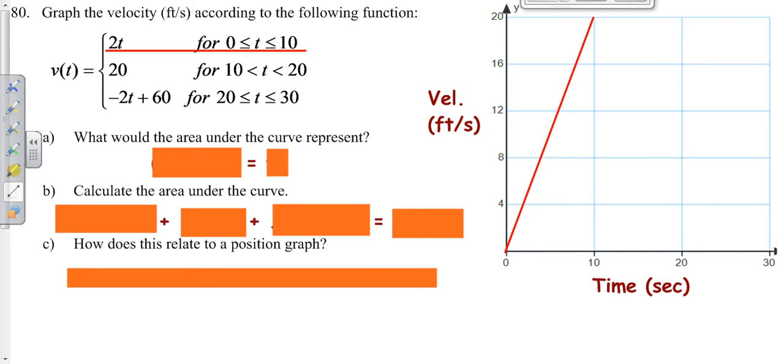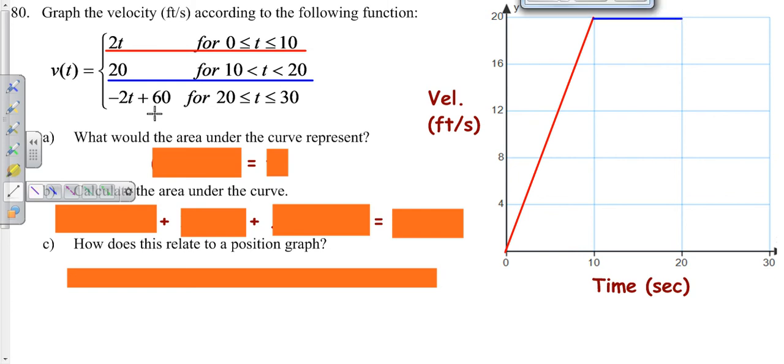Then we want to go ahead and look at this one here. This one says whenever you're between 10 and 20 for your time, you're always going to be at a height of 20. So between 10 and 20 right here, you're always going to be at a height of 20. I'm going to have this.